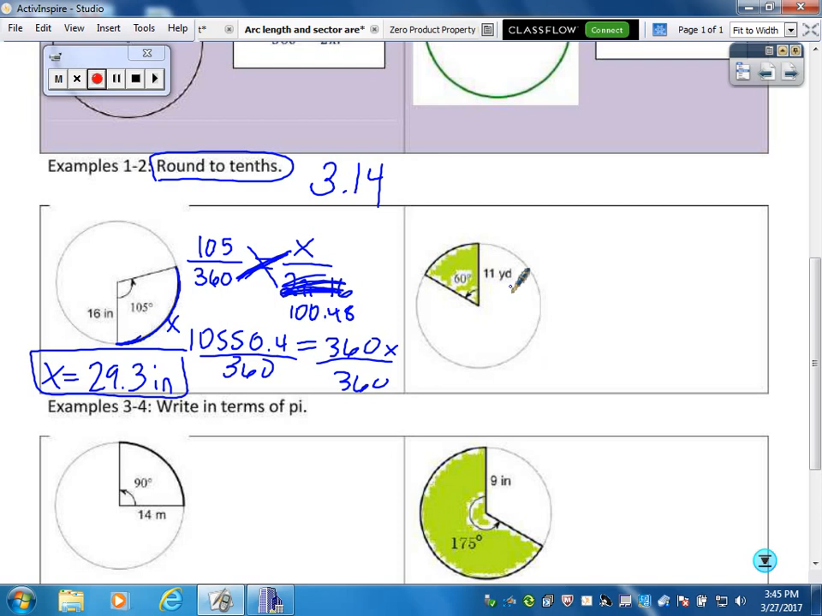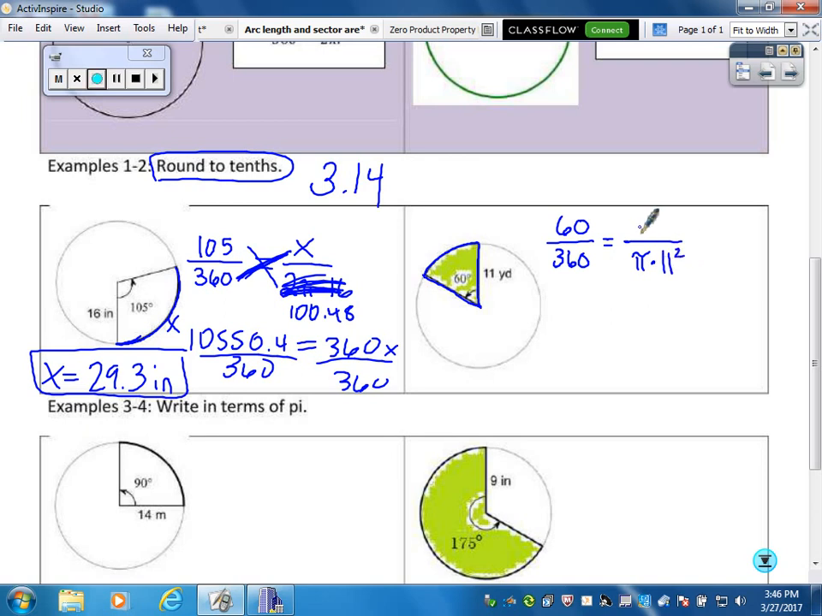I know two reasons why they wanted the sector area. They shaded it, but also you see this bold line, how it's bold all the way around. So either look for that, or usually they're pretty nice about saying it right away. So I want 60 degrees out of 360 degrees of the area, which is pi r squared, so pi times 11 squared.